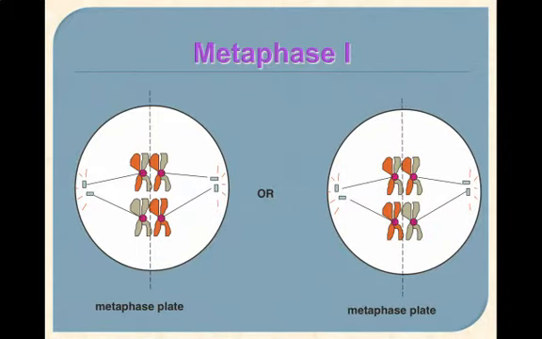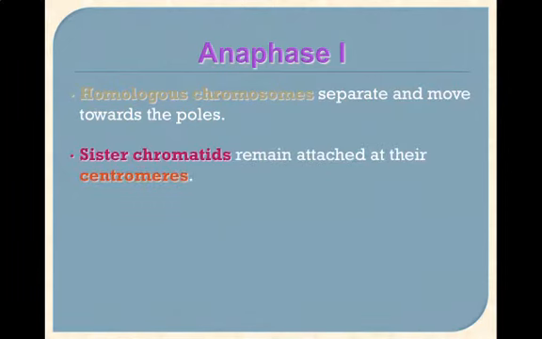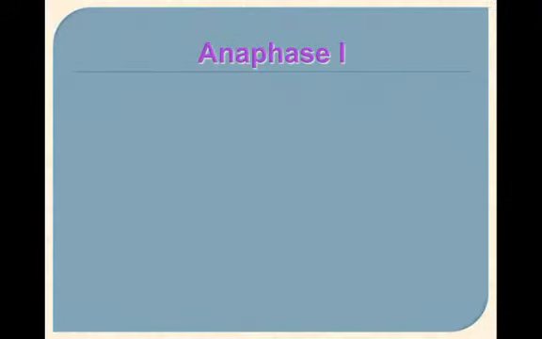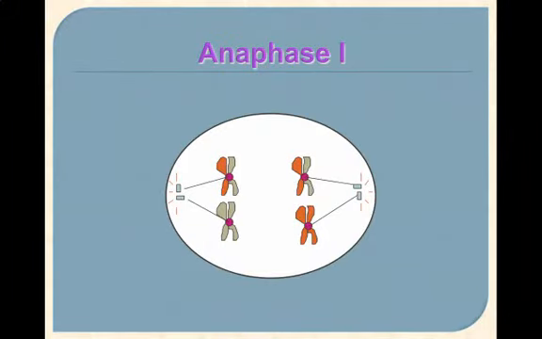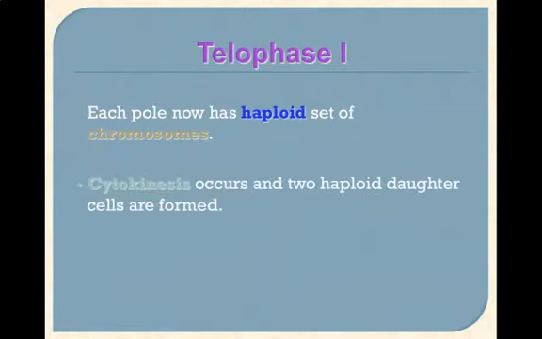And we don't really know how it's going to occur. So at anaphase 1, we separate the homologous chromosomes, so we separate the X's and they move towards the poles. The sister chromatids remain attached at their centromeres, so we still have our X's moving apart, and this is what it'll look like. Telophase 1, we now have a haploid set of chromosomes. We have one set, but we're going to divide it even further.